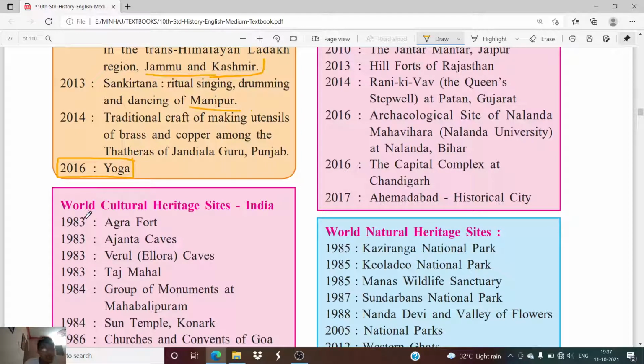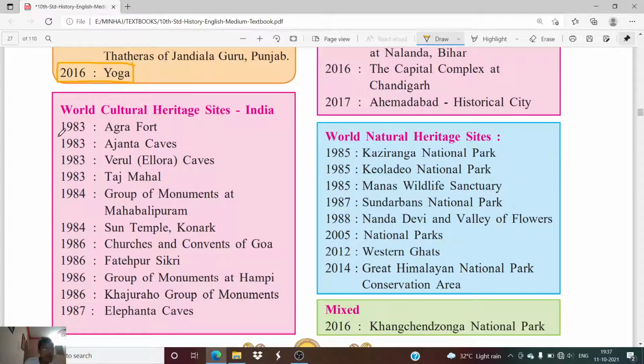Now let us see what are the world cultural heritage sites in India. Which are those? So in 1983, Agra Fort was declared as World Heritage Site. Then Ajanta Caves, which is in Maharashtra. Then Verul or Ellora Caves, which is also in Maharashtra. Then Taj Mahal, group of monuments at Mahabalipuram, these are also very famous. Then Sun Temple, Surya Mandir, in Konark. Then churches and convents of Goa. Fatehpur Sikri, in 1986, it was declared as World Heritage Site.